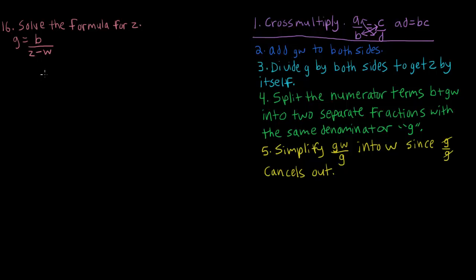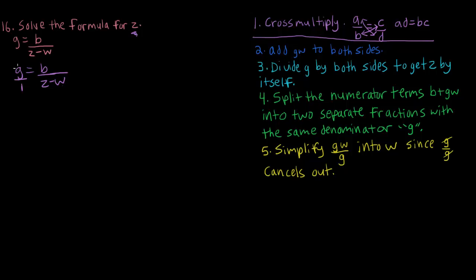Alright, so G equals B over Z minus W. Let's write that again. And honestly, I have trouble identifying when to cross multiply, but I guess it's when you have, like, g is basically g over 1, which is a fraction, equals b over z minus w. So when you have a fraction equal to a fraction and you're solving for a variable, I think that's one of the cues that you might need to cross multiply.